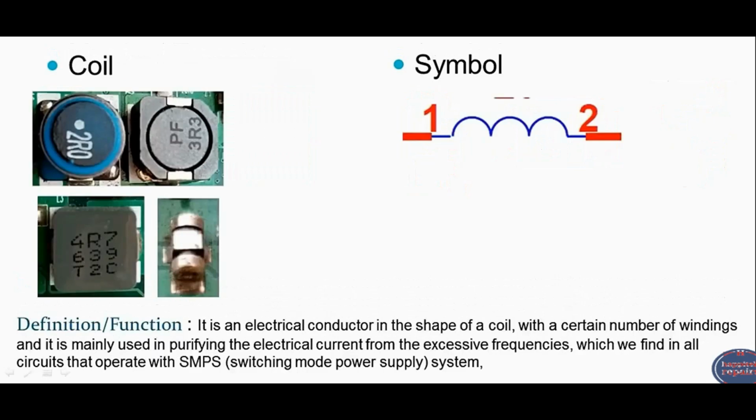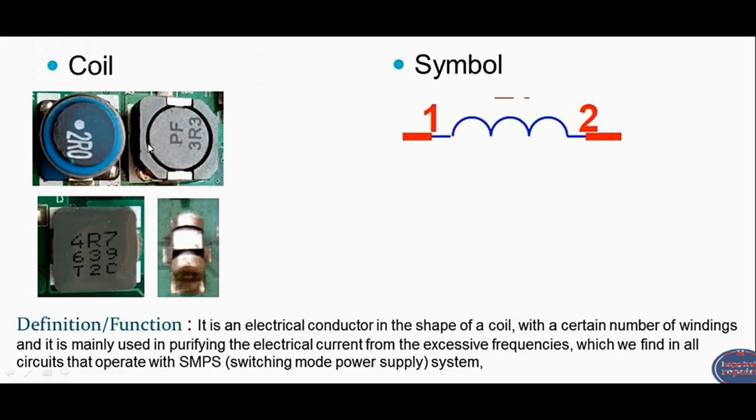So the next component is the inductor or coil. There are many types of coil in computer motherboards and laptop motherboards. Here we have some types. As you can see, you can find this type or this or this or this. Basically all these are inductors. This is the symbol for inductor. As you can see here at the right, it has 2 terminals.